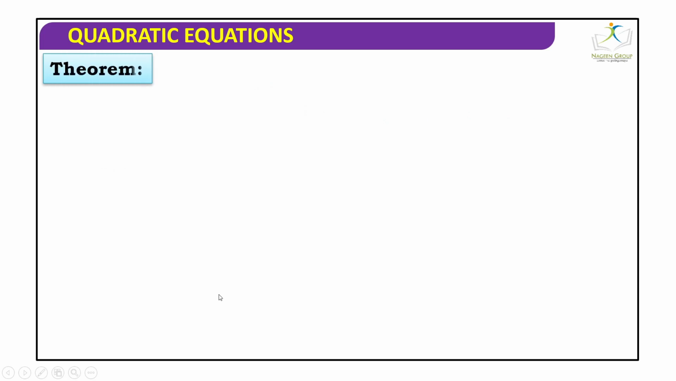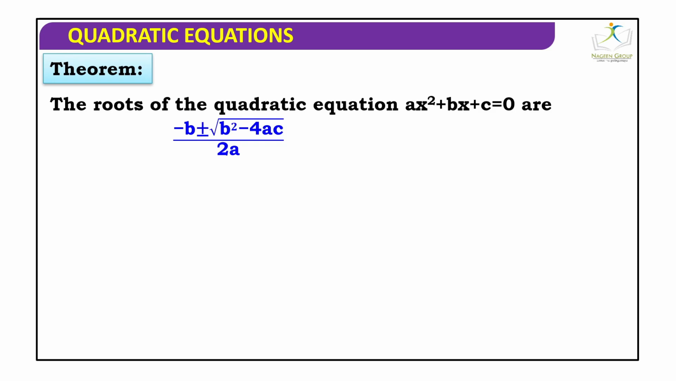Now, the theorem: the roots of a quadratic equation ax square plus bx plus c equal to 0 are... How do we find the roots in any quadratic equation? For this we need to learn the formula. It is minus b plus minus under root of b square minus 4ac, divided by 2a. So here let's understand the proof.